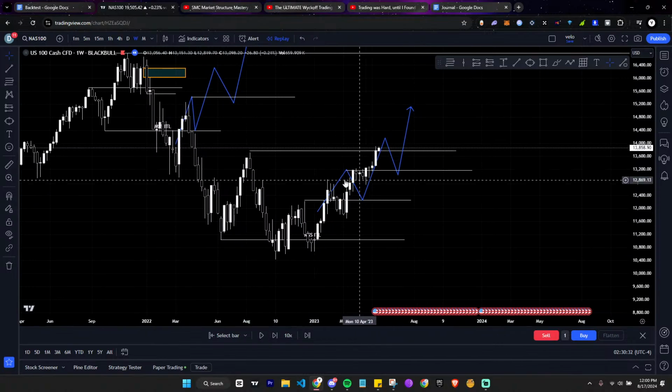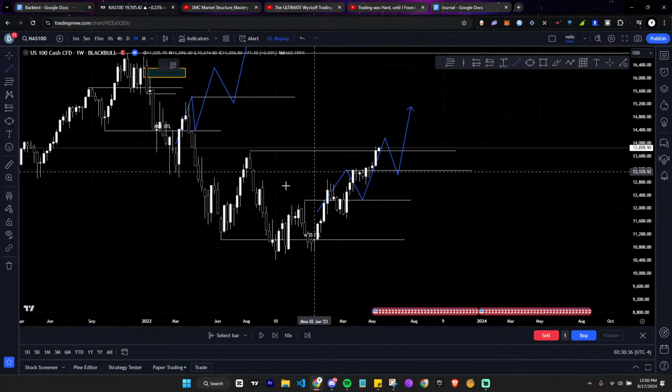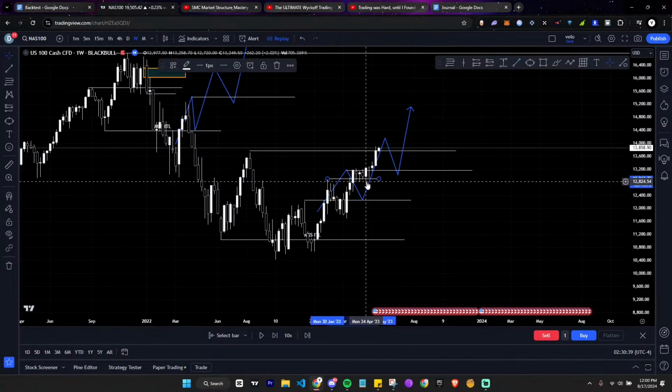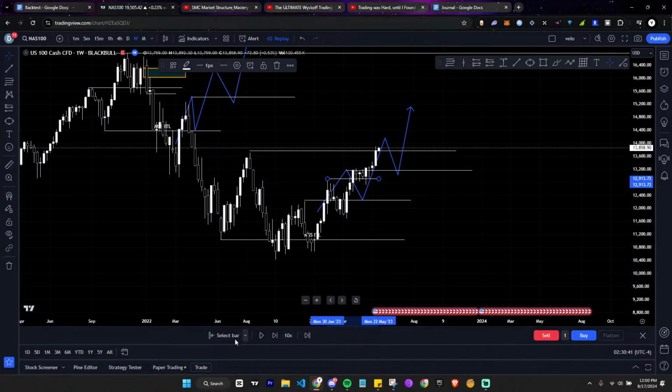See, now it's basically retracing higher. So it's creating order flow over here. Order flow over here. So it's continuing higher. Boom.